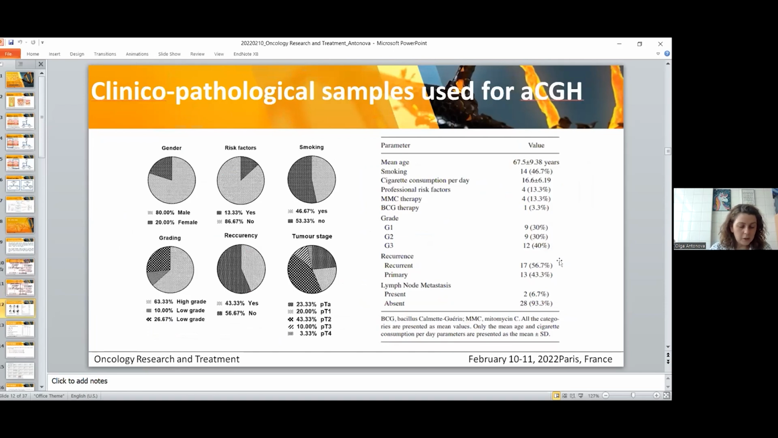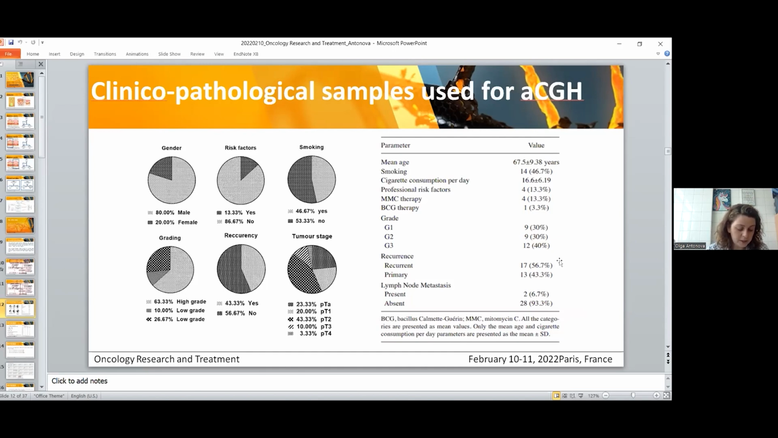Here I present the clinical and pathological characteristics of the studied cohort. They are described according to the age of the patient, sex, smoking habits, professional risk factors, tumor stage, and grade.